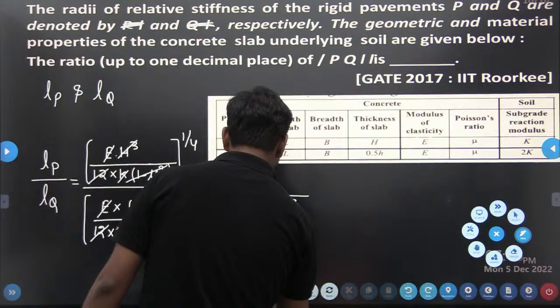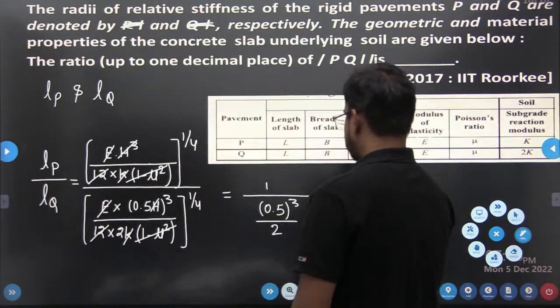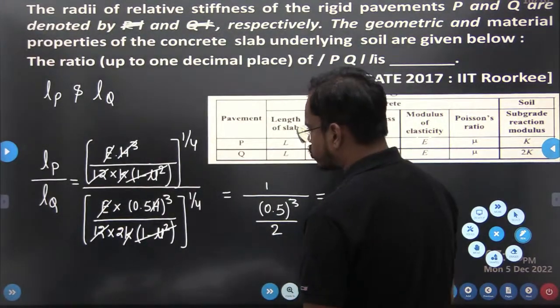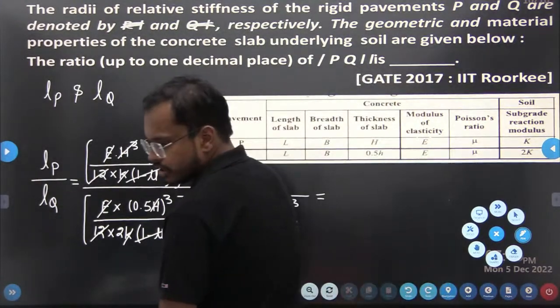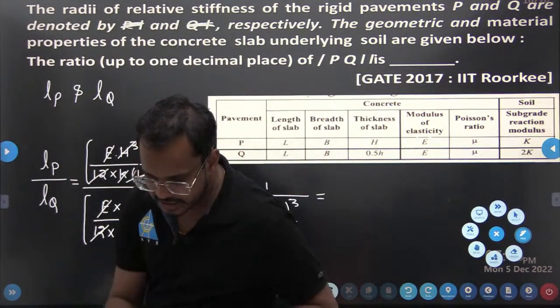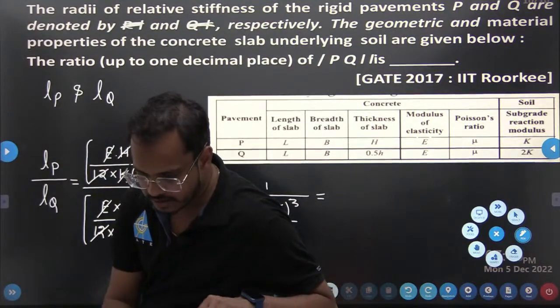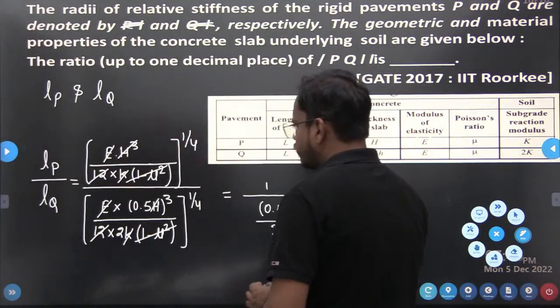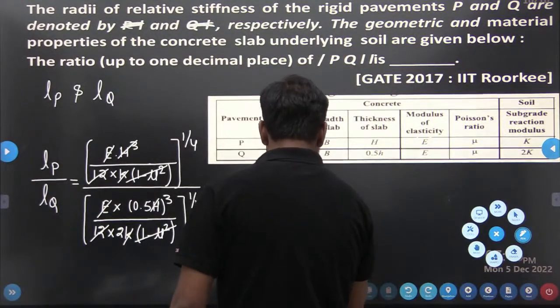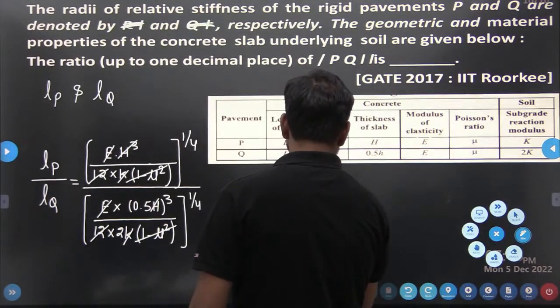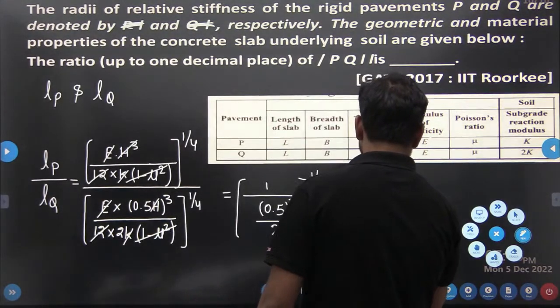Am I right? This is the correct value which is remaining. Clear to all of you? Now you can solve this particular value, and whole raised to power 1 by 4 is also remaining. So what is the value which is the correct answer?